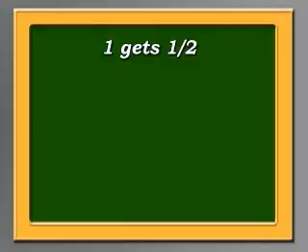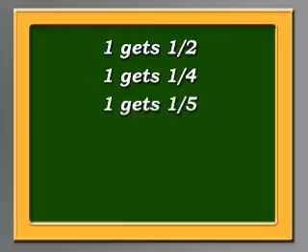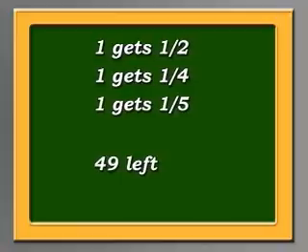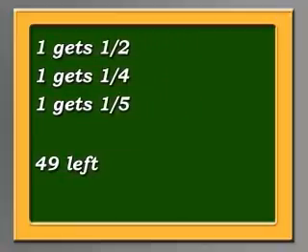Well, if one gets 1/2 and one gets 1/4 and one gets 1/5 and there are 49 left, what fraction is left after we take away 1/2, 1/4 and 1/5? Let's try and work it out. That's 2, 4, 5. What is the lowest common denominator, the lowest common multiple of 2, 4 and 5?